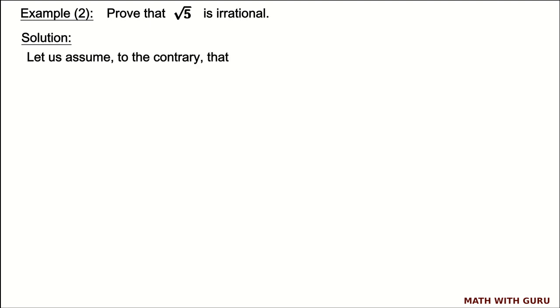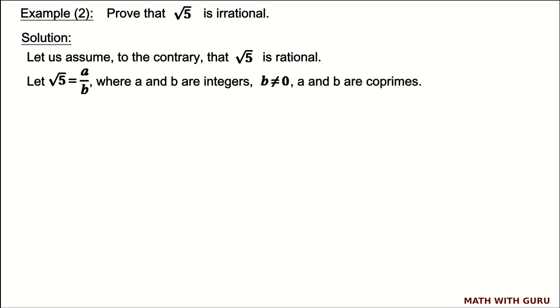Similarly, let us take one more example. Prove that root 5 is irrational. The proof is very similar to that of the previous one. Therefore, I will go through this proof quickly. Let us assume to the contrary that root 5 is rational. Let root 5 equals a over b. Bring b to the left hand side. Root 5 into b equals a. Squaring, root 5 into b whole squared equals a squared. 5b squared equals a squared.